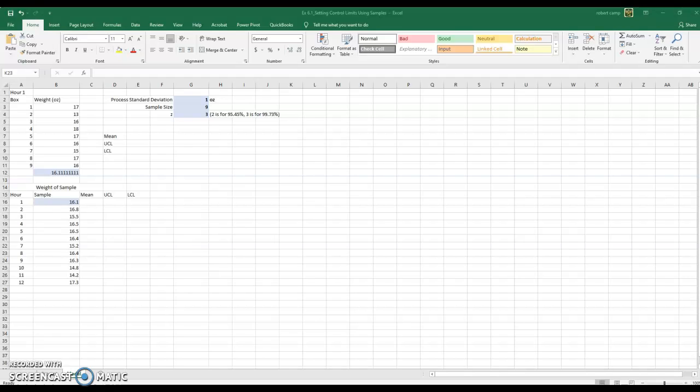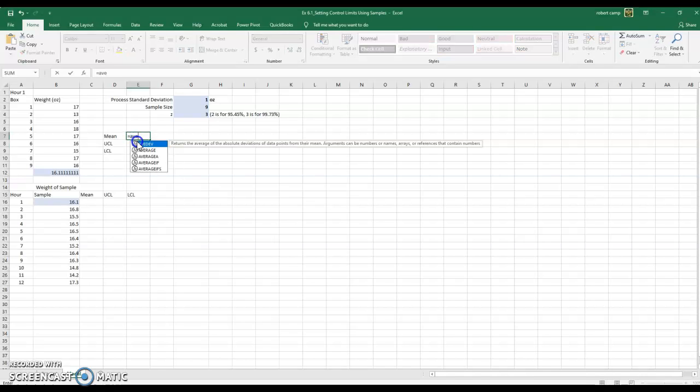Well, when we're dealing with these control limits, especially this X-bar chart, our control of the means, we are taking the average of the samples. So we sampled at hour 1. We averaged up all of those 9. That's our sample size. So our first sample is 16.1 ounces. We did the same thing at hours 2, 3, and 4. So now we're just going to take the average of all these sample sets that we've got.